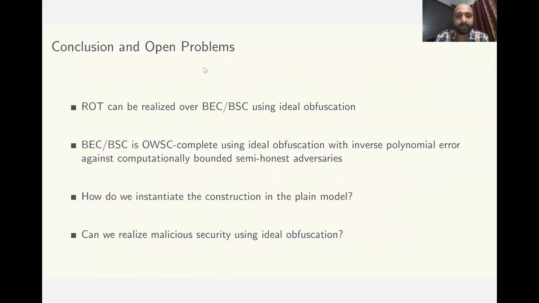In conclusion, we showed that ROT can be realized over BEC and BSC using ideal obfuscation with inverse polynomial security, which further implied that BEC and BSC are complete in the OWSC model with inverse polynomial security. We leave two important open problems. The most pertinent one is that of instantiating ideal obfuscation in the plane model. The other one is in the ideal model, where we would like to extend our result to malicious adversaries too.